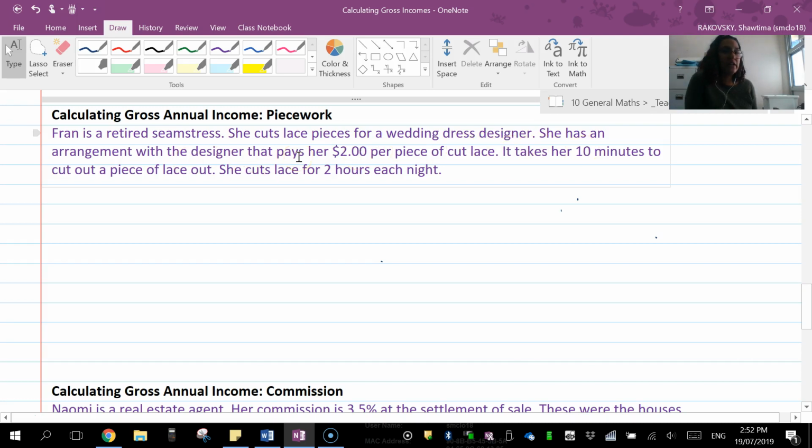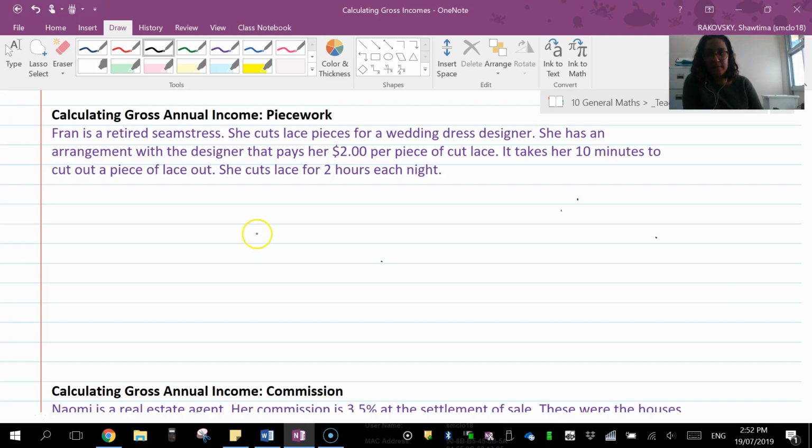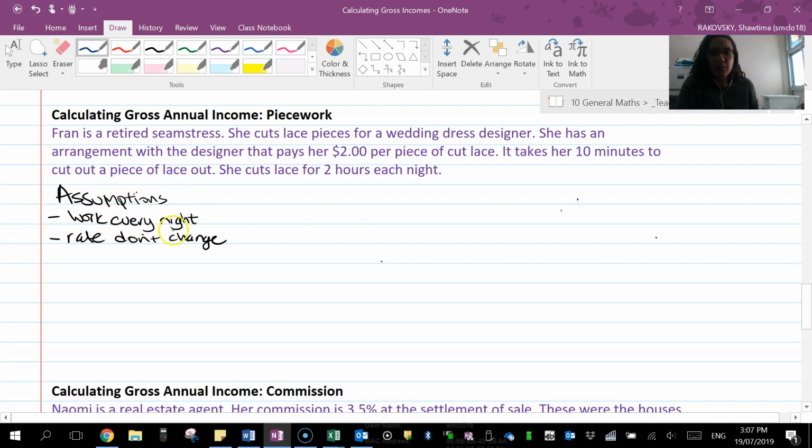She's cutting lace 2 hours each night. So again, we should be discussing our assumptions and what goes on here. The assumptions for Fran's situation are that the work she's doing is every night, and that the rates don't change. So that's what we are going to use.